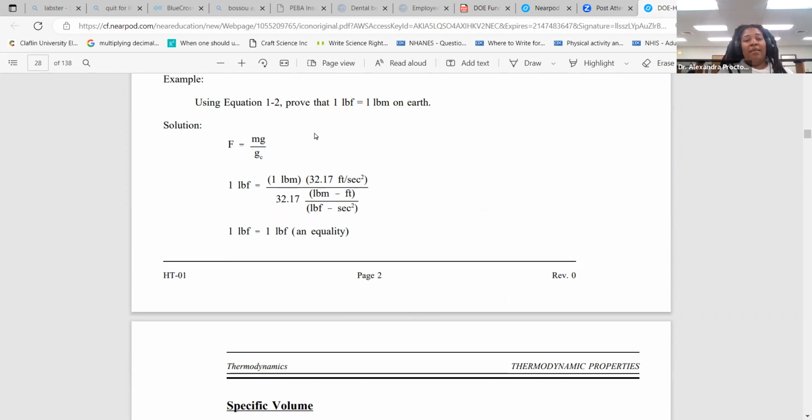Okay, so all that they've done with all of these steps is just justify why they have this conversion factor. So if you get on the exam and you do all this, you're going to waste a lot of time. Well, you could have just said 1 pound force is 1 pound mass.